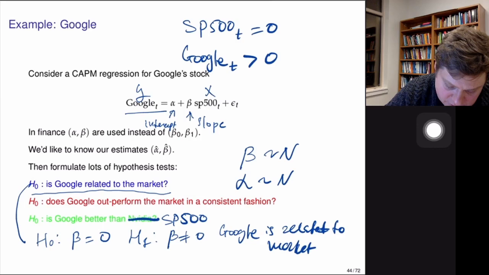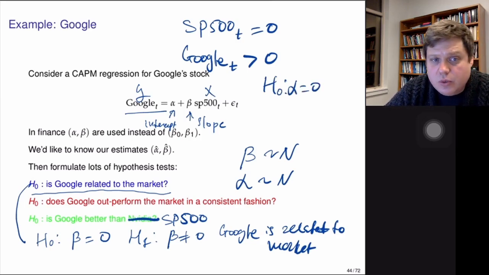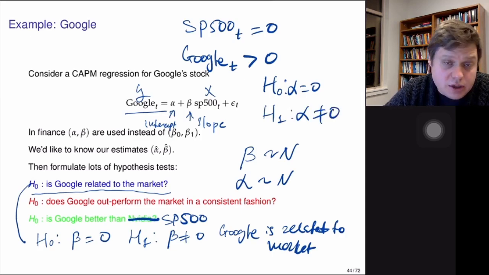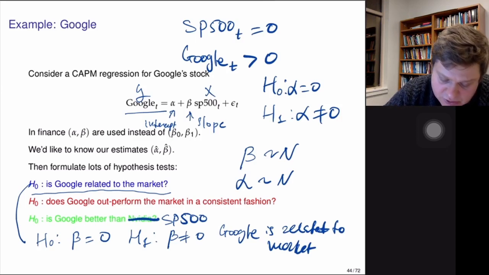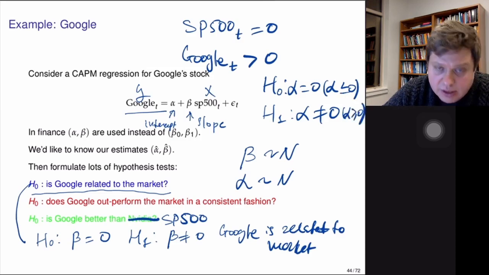So another way to write down this hypothesis is alpha equals 0. That's our null hypothesis. So we assume the status quo is that Google does not outperform the market. If the market returns 0, then Google returns 0 as well. The alternative hypothesis is alpha is not equal to 0. Or we can do a one-sided test here, right? Instead of saying alpha equals 0, we can say alpha is less than or equal to 0, so Google is actually worse than the market, and the alternative hypothesis is Google is better than the market.